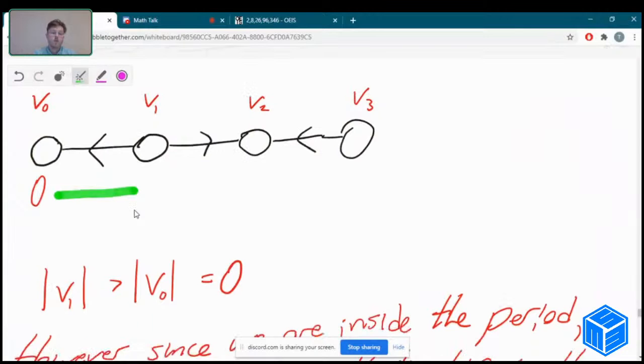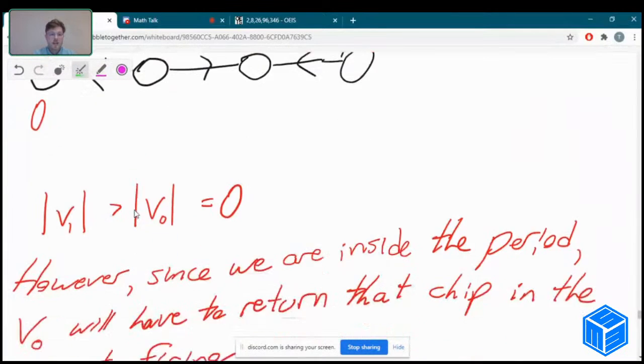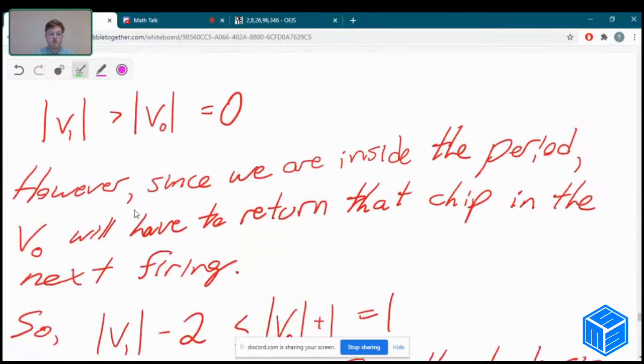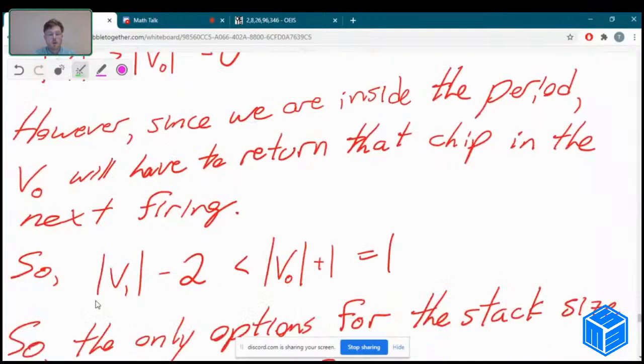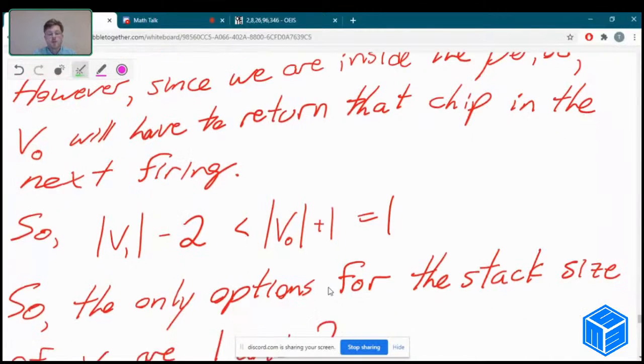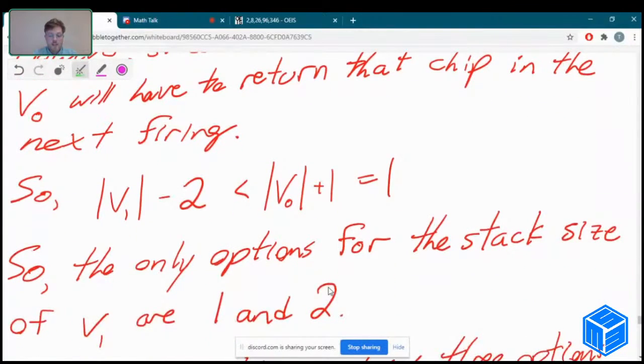In order for it to give it back to V1, at that time, V1 would have to be poor enough. So I get a second inequality. The stack size of V1 minus 2, that is, minus the things it loses in the first firing, must be less than the stack size of V0 plus the one chip it received, in order for V0 to be richer in the second step, so it can give to V1. So the only option for the stack size of V1 are 1 and 2.